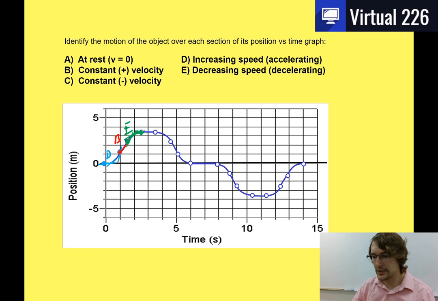Now up top, we'll do this one in red again. We just have a flat line. Technically, this velocity is constant, but it's a constant 0. That slope there of that line is 0, and because it's at 0, this is at rest, so we have an A.